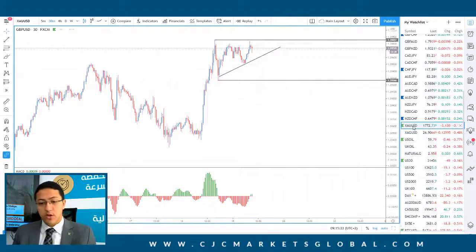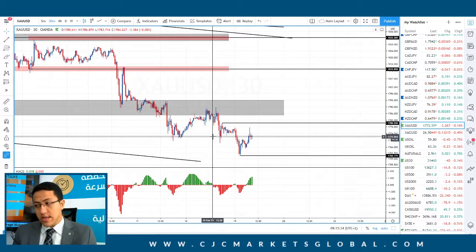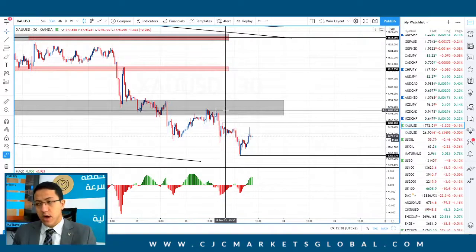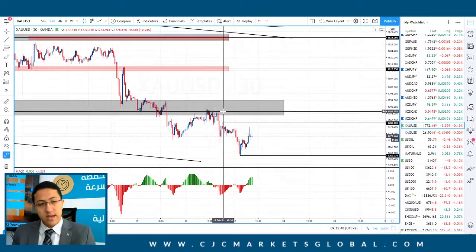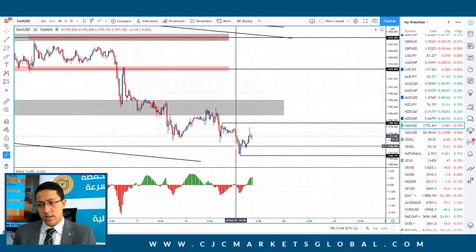Let's have another look at gold trading. We did have another highly volatile session yesterday, for the US session on gold specifically. We were trading between roughly 1772 and the key level that we highlighted yesterday, which was $1785. We did have this break to the downside, another retest, and we continued the move to the downside.